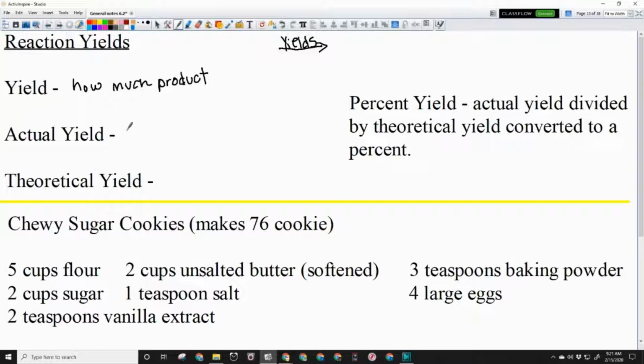So actual yield is just what it says, how much you get from actually completing the reaction. All right, so how much you get from actually doing the experiment, as opposed to, oh, there's the recipe, 76 cookies, duh. All right, theoretical yield is how much you should get.